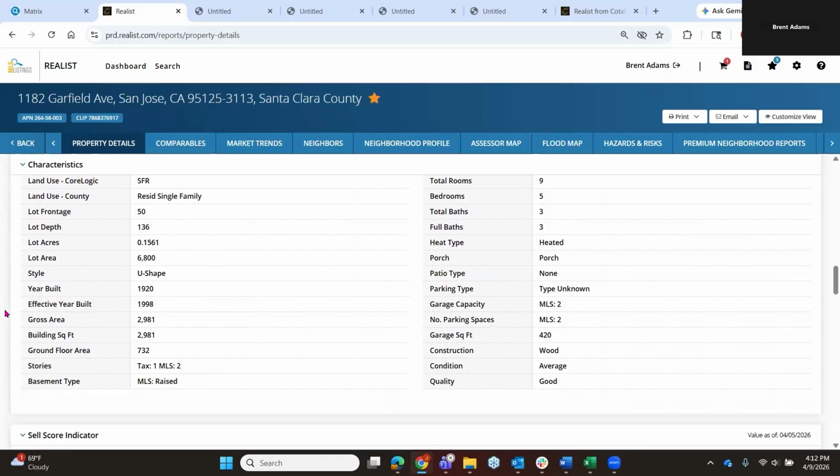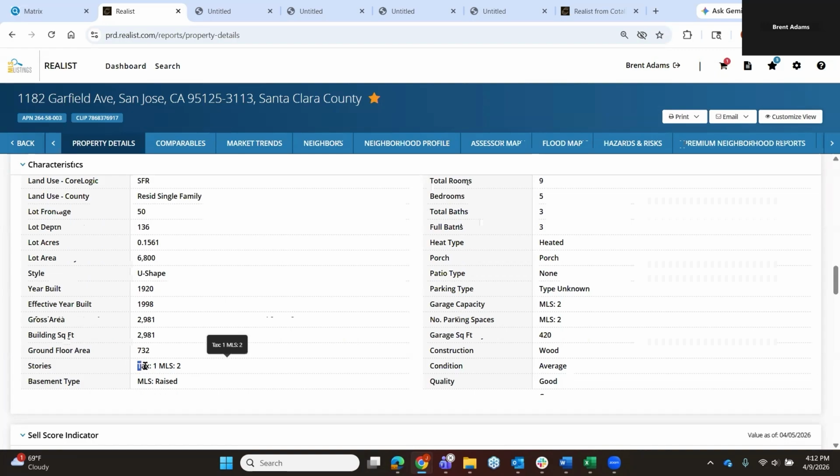And then, of course, all the physical characteristics on the home too. One of the things you'll notice here in the physical characteristics section is that where there are discrepancies, where we're getting properties that are listed through the MLS, yet we're also getting information from the tax roll, in this case, Santa Clara County, where there are discrepancies, you'll see that we'll spell those out for you.